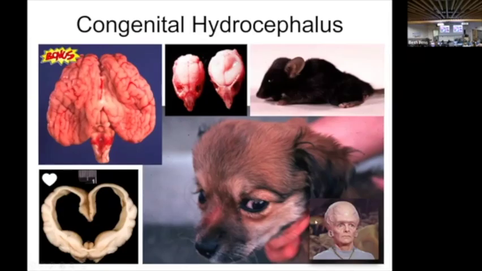Here's another. This guy probably has congenital hydrocephalus. He looks a lot like this guy. Self-explanatory. Massive dilation of ventricles, and this is compression atrophy of the remaining brain tissue, right?